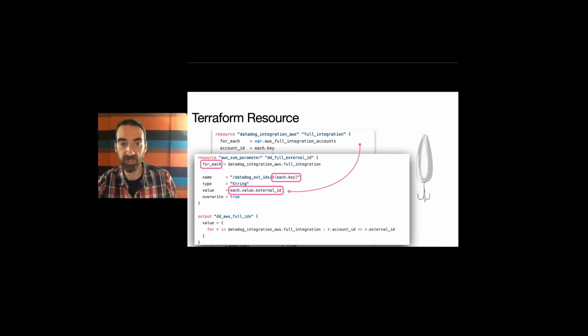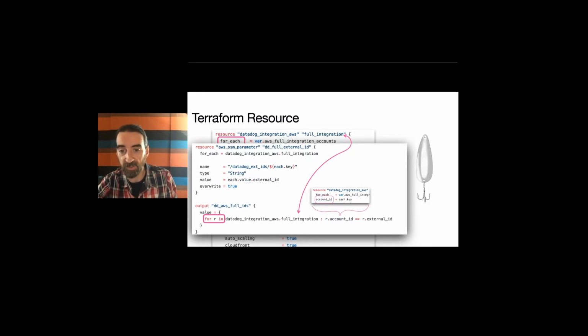So this causes the path to be written into SSM with this Datadog path, with the key as the unique part, and the value will be that external ID created, so we can just go there and pull it out and use it for that role creation. Again, with these two resources now defined, we've created all of our Datadog integrations, and we've written all the external IDs to SSM so that we can reference them. It's really a fantastic feature of Terraform.